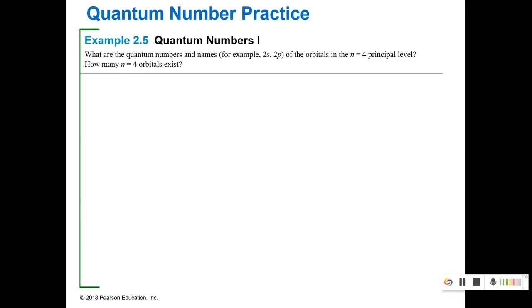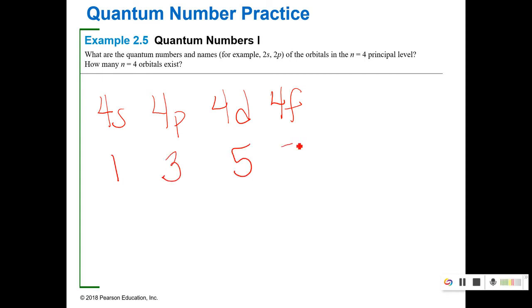So here, what are the quantum numbers and names? For example, 2s or 2p, if our energy level is 4, so that means we're coefficient 4. Oh, and it says how many orbitals exist. So in 4, I've got 4s, 4p, 4d, but we also have 4f. Okay, so this one has 1 orbital, 3 orbitals, 5 orbitals, 7 orbitals. So this is 16 orbitals total if we were only looking at energy level 4.